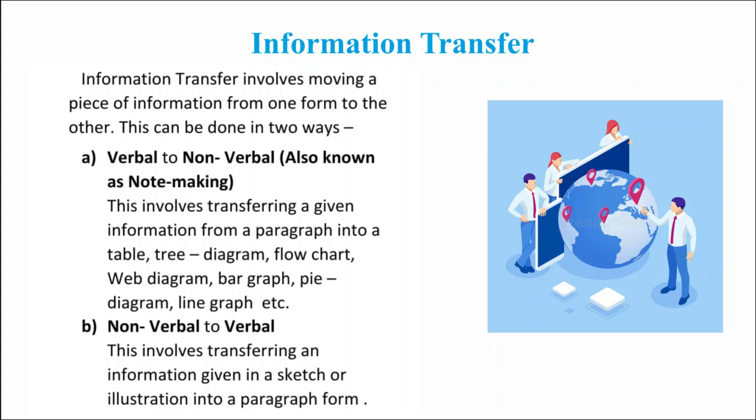Information transfer involves moving a piece of information from one form to the other. This can be done in two ways: verbal to non-verbal, which you also call note making. This involves transferring a given information from a paragraph into a table, tree diagram, flow chart, web diagram, bar graph, pie diagram, line graph, etc.